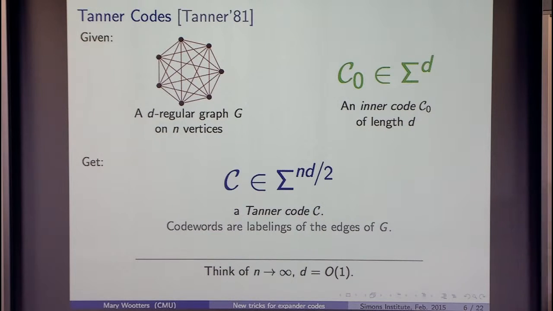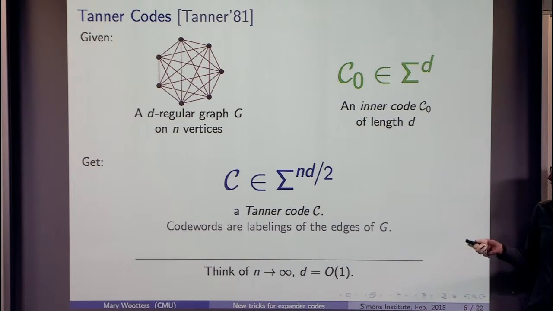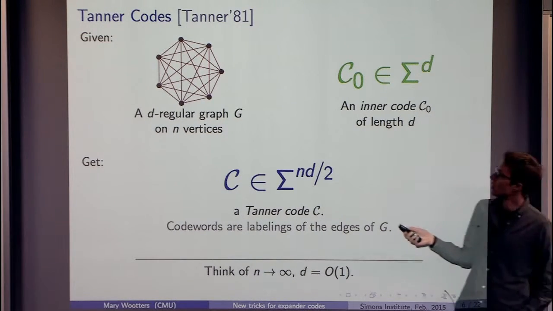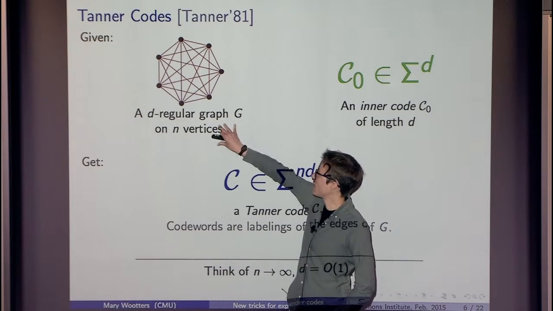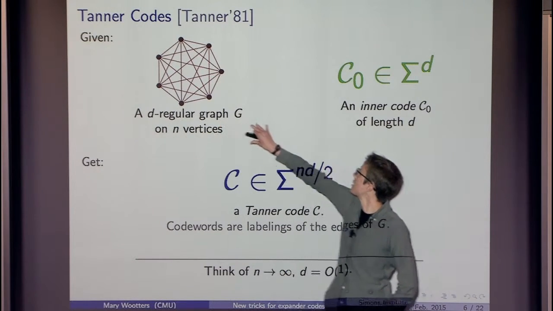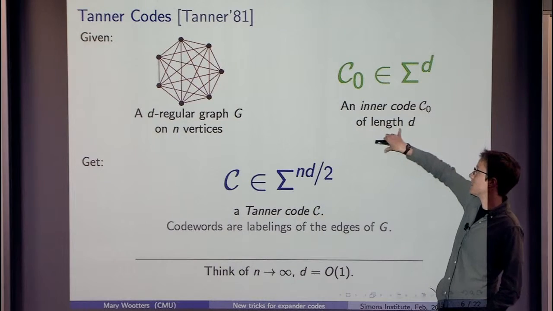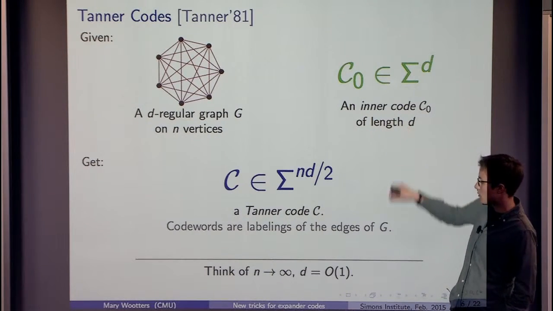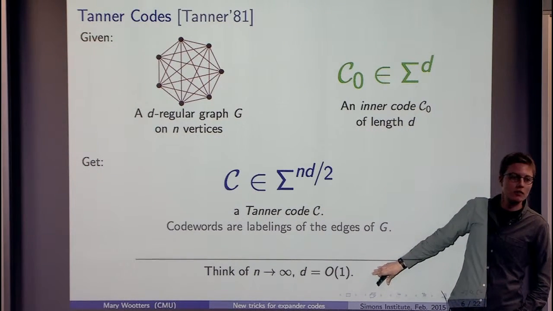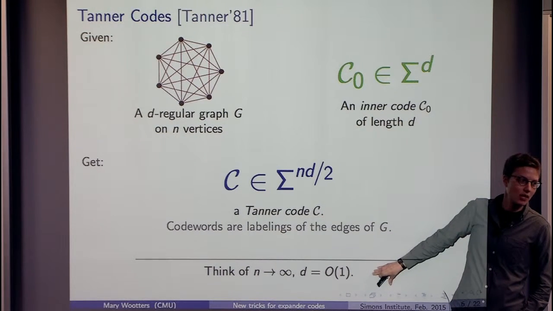So first I need to tell you what an expander code is. I'll tell you what a Tanner code is, and then I will tell you what an expander code is, which is a special case of a Tanner code. So a Tanner code is obtained from a d-regular graph on n vertices and an inner code, which will have length d. Here we should think of n as going to infinity and d as being independent of n, like 10, some constant.